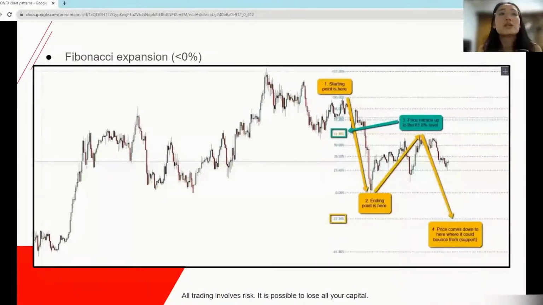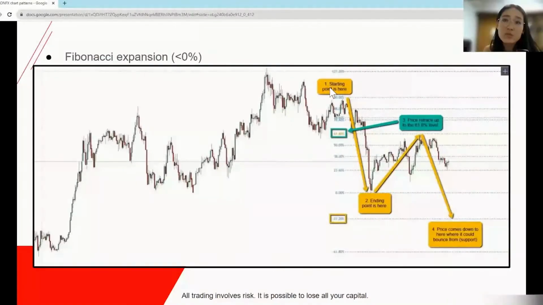Okay, next we're going to get into Fibonacci expansions. So an example of expansion and how it plays out, as I mentioned earlier, expansions, we are looking for a flash shape. So this flash symbol also is applicable for Fibonacci projections. So our starting point is here, ending point here for expansions, and we're taking note of the negatives over here.